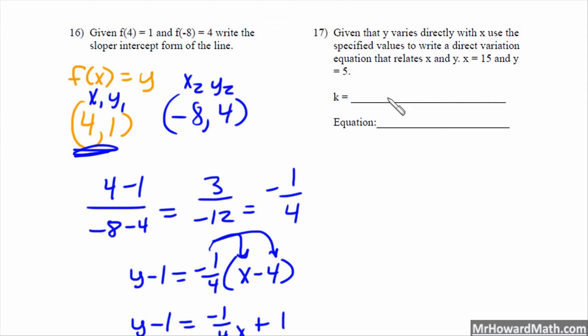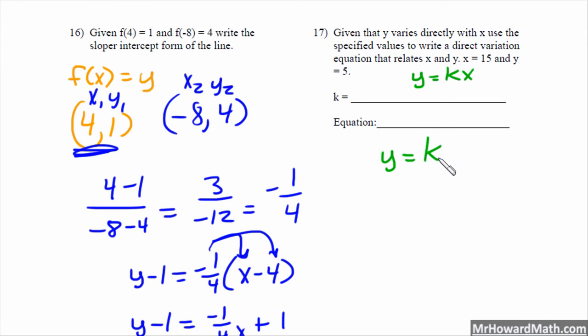Okay, now for 17. Given that y varies directly with x, already I'm thinking this, y equals kx. That's my direct variation form. Use the specified values to write a direct variation equation that relates x and y. X is 15 and y is 5. So when x is 15, y is 5. Okay, so fill in the formula.